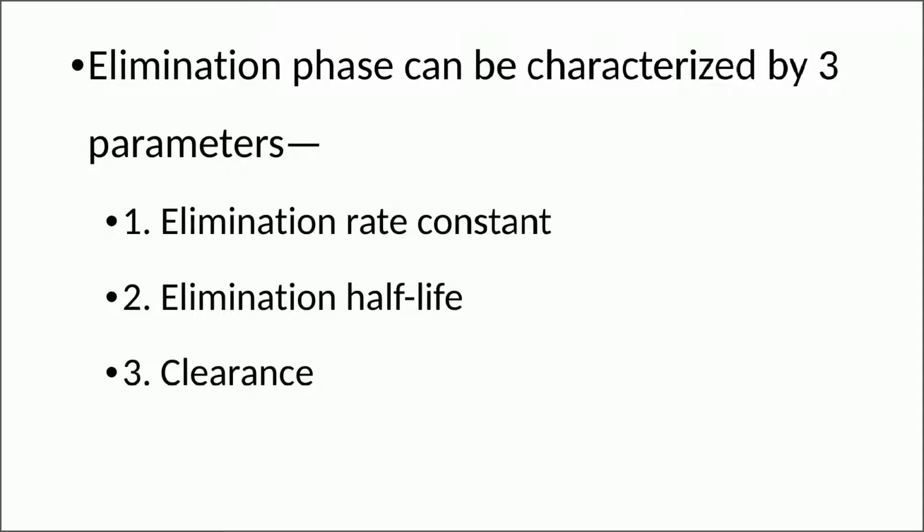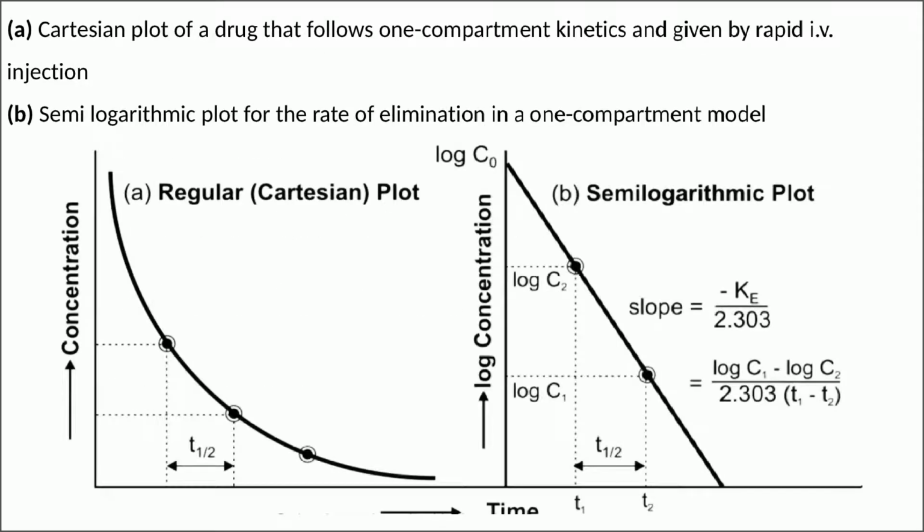Now this elimination phase can be characterized by three parameters: elimination rate constant, elimination half-life, and the clearance. In this figure you can see a graph of concentration versus time and the log concentration versus time, and as you can see, the increase in time is associated with a corresponding decrease in concentration.